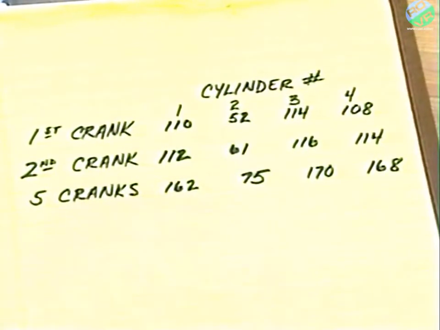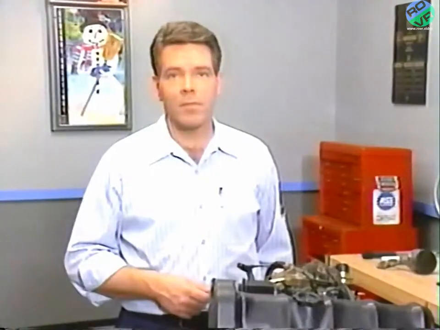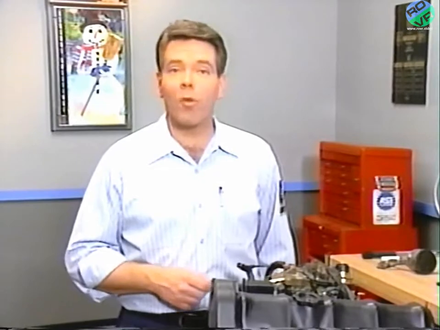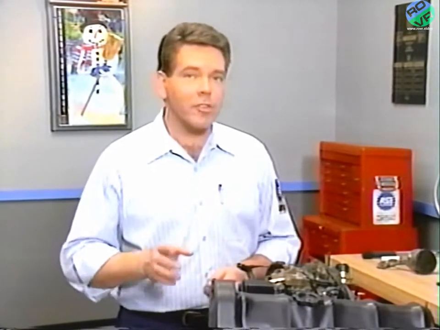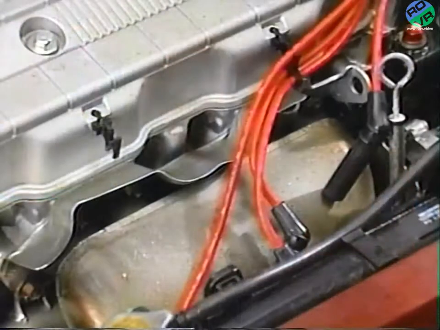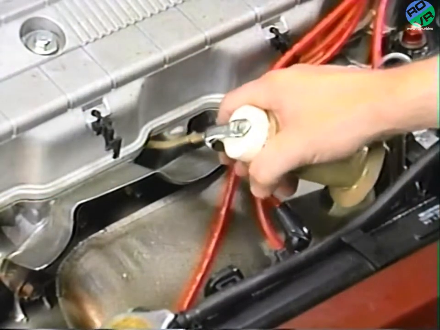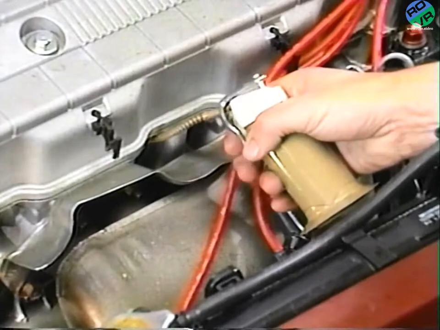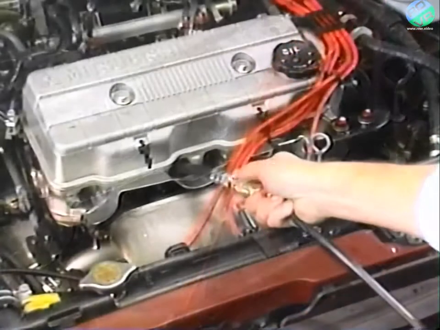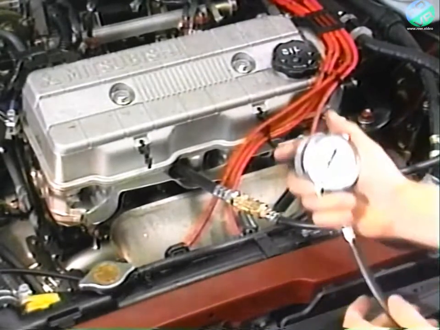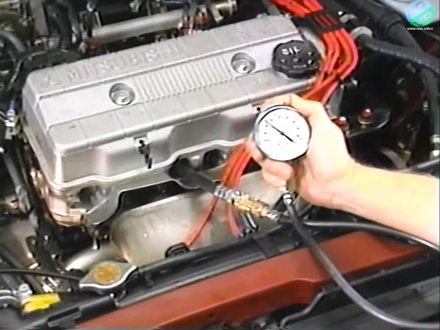Usually, the lowest cylinder must be at least 75% of the highest. Now let's look at the procedure for performing a wet compression test. A wet compression test is taken to determine the cause of the low cylinder pressure readings obtained during the dry compression test. During the wet compression test, a tablespoon of 30-weight oil is squirted into the cylinder with the low reading. The oil temporarily seals the gap between the piston rings and the cylinder wall.